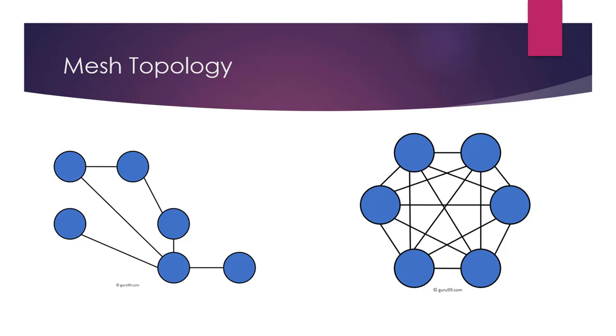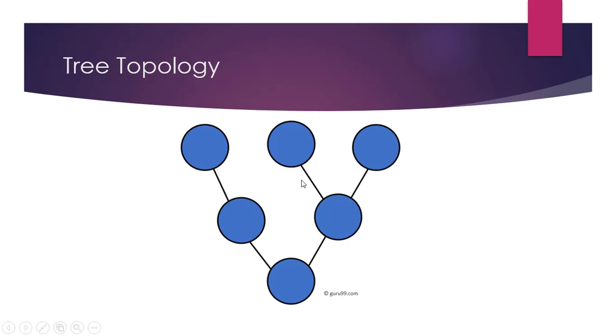Hope you have learned and enjoyed. Oh, okay, sorry, I forgot to tell you about the tree topology. You can see when our computers are arranged in a tree-like structure, to one node we have two or more nodes, and to other child nodes we have two or more nodes. Such a type of topology is called tree topology.